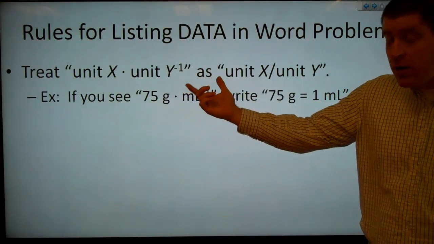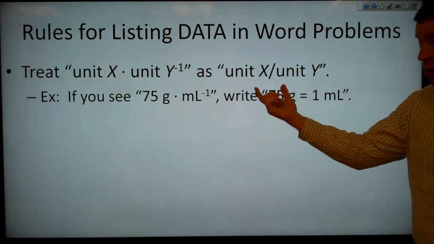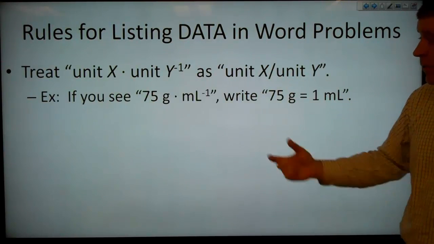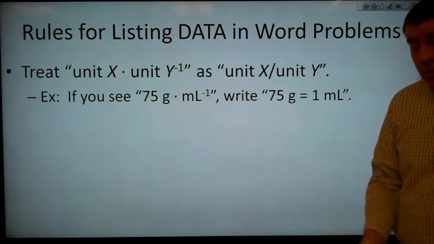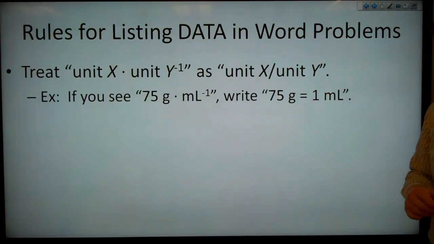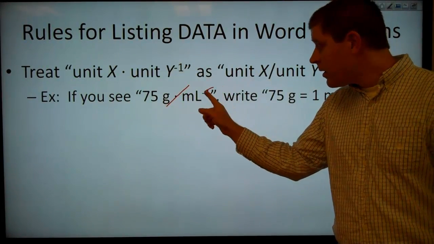You're going to treat unit x times unit y to the minus 1 as unit x per unit y, or unit x slash unit y. So if you see 75 grams times milliliters to the minus 1, then you're going to write 75 grams equals 1 milliliter, just as you would if you saw 75 grams per milliliter with no exponent there.